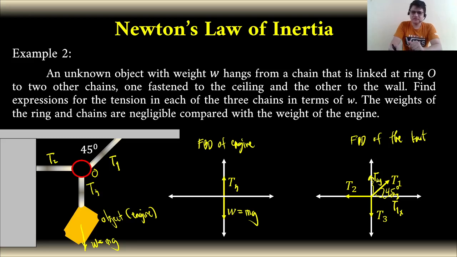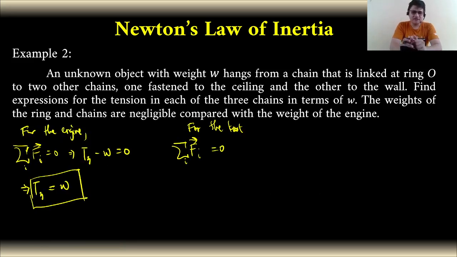As we can see here, T1x is the adjacent side of this triangle because we can actually draw a triangle here. So this gives us T1 cosine of 45 degrees. And T1y is the opposite side, which gives us T1 sine of 45 degrees. This means that for the nut, we have two equations. We have the equation with respect to the x-axis, and we have the equation with respect to the y-axis.